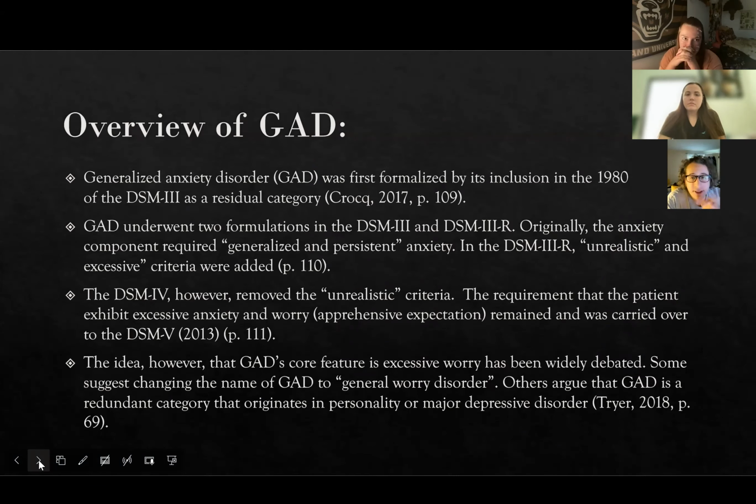GAD was formally included in the DSM-3 in 1980. It underwent one change between the DSM-3 and the DSM-4, and that was the removal of the unrealistic criteria. Originally, the worries that a person experienced while they had GAD had to be unrealistic. The current criteria was included in the DSM-4 and the DSM-4 textual revision and remains in the DSM-5 today, 40 years later. The next slide, please.